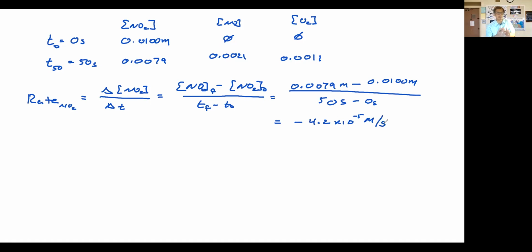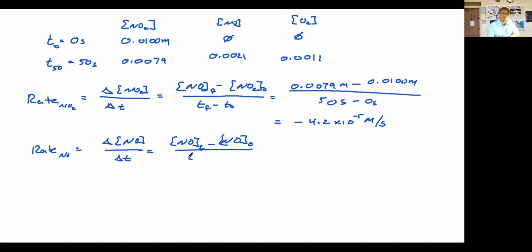The negative sign indicates how quickly nitrogen dioxide gets consumed, broken down, decomposed. Let's do the same thing for the rate of nitrogen monoxide. That's going to be the change in the concentration of nitrogen monoxide over that same time interval, the change in time: nitrogen monoxide final minus the initial concentration of nitrogen monoxide, over T final minus T initial.